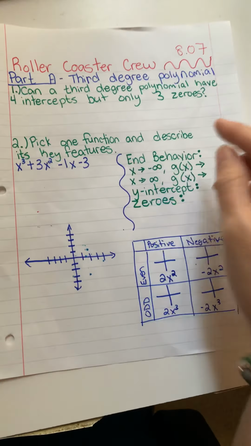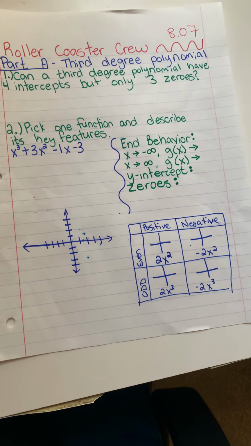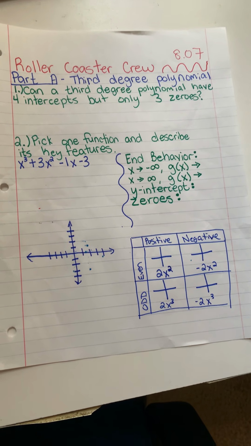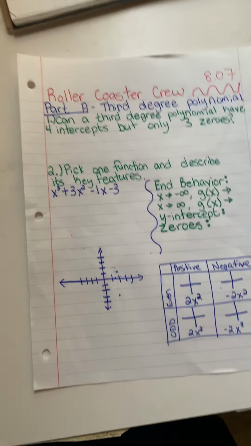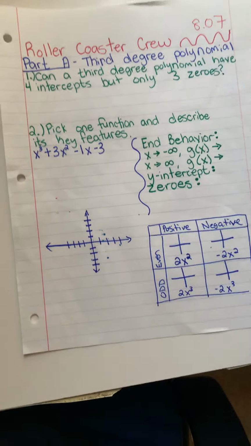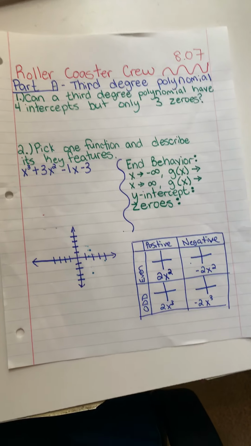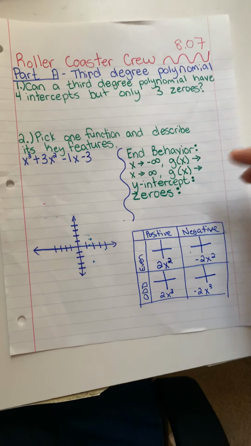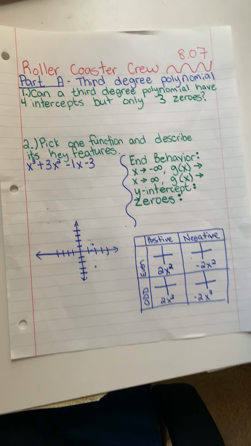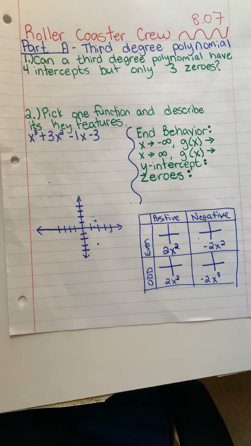And the first question, the two kids are talking, and one of them says that a third degree polynomial can have 4 intercepts. And the other one says, no, it can only have 3 zeros. Can it have 4 intercepts and 3 zeros? We're going to come back to this after we graph it and see what it actually looks like.